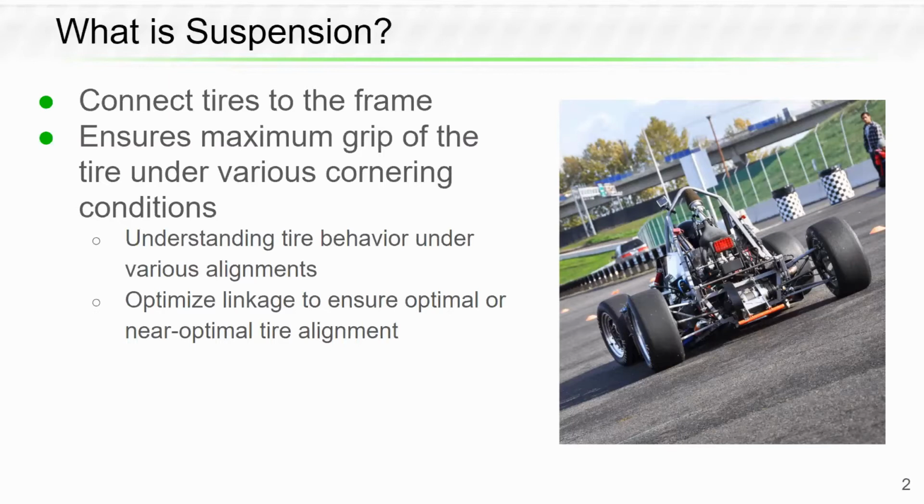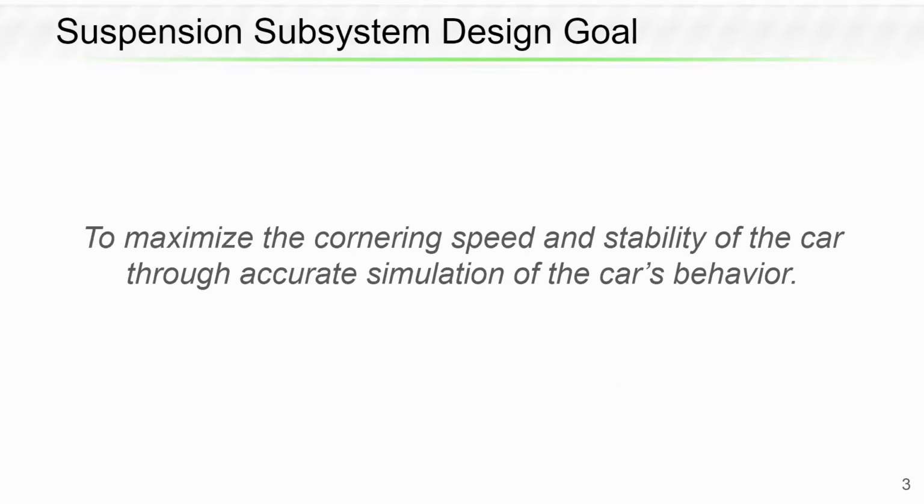We make sure that this doesn't happen by analyzing tire data under different alignments that include angles such as camber and toe angles, damper tuning, control arm distances, and many more. To achieve this, we set up a suspension design goal, which is to maximize the cornering speed and stability of the car through accurate simulation of the car's behavior.